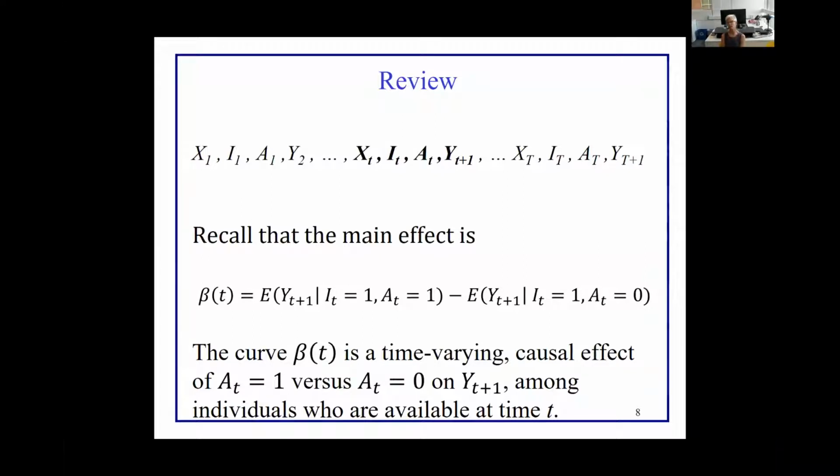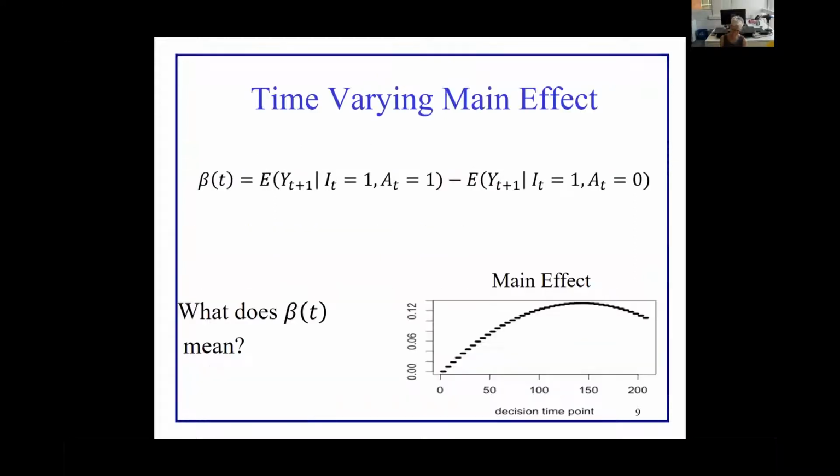It's a causal effect, mainly because we randomized A_t, the indicator of treatment. And it's a causal effect among the people who are available at time t. I just want to review to be really clear about what this effect is, and that's what the next slide is going to be about. So in this next slide, I just rewrote the definition of the effect at time t, this beta of t. And then I asked myself, well, what does this mean?